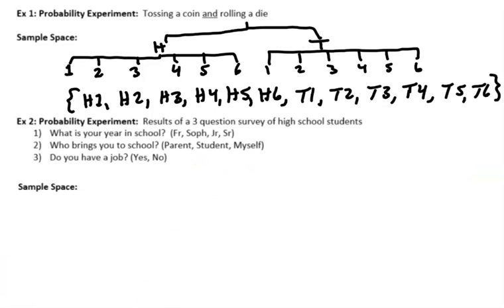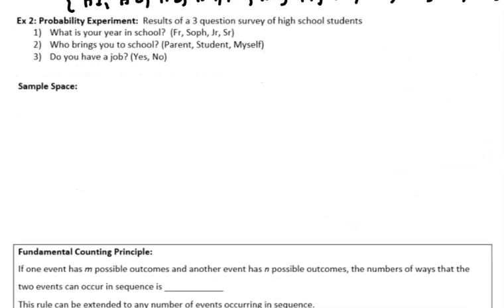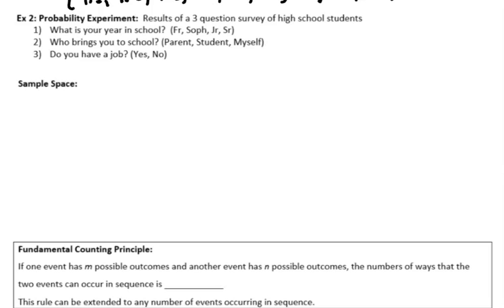So let's say I'm giving a survey to high school students and I'm asking these 3 questions. What is your year in school? So there are 4 possible outcomes for that question. Who brings you to school? Parent, student, or myself? Three possible outcomes. Do you have a job? Yes or no? 2 possible outcomes. And I want to know, what is the sample space of possible 3-question responses?